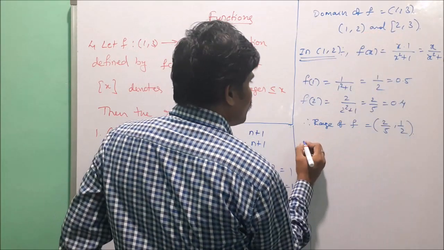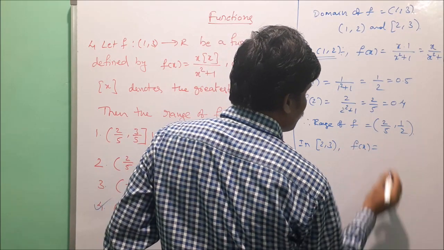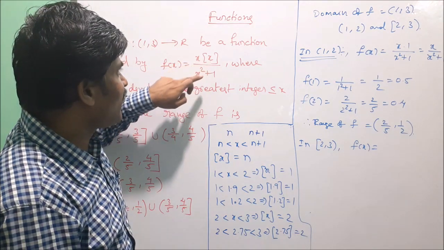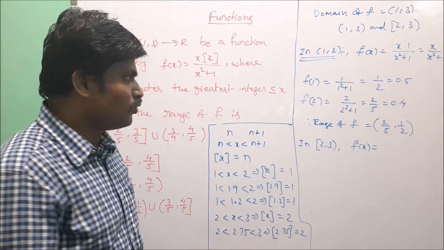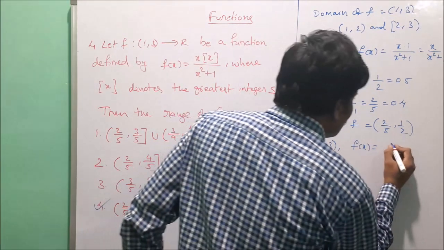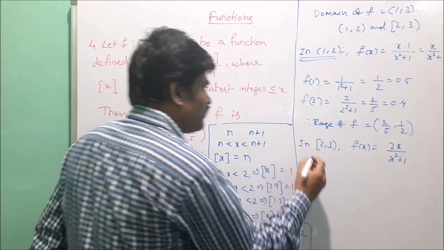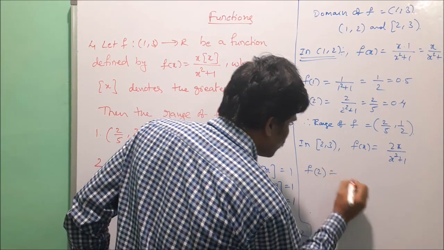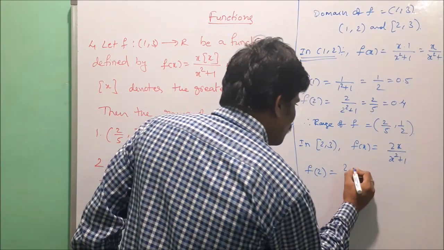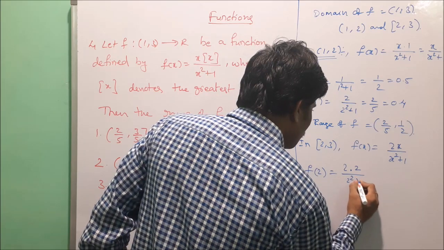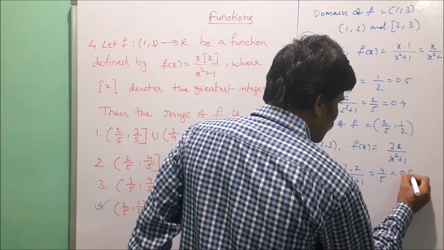Similarly, we take the interval closed 2 to open 3. Here f of x equals x into the greatest integer of x by x square plus 1. Now the greatest integer of x from 2 to 3 equals 2. Substituting the value 2, we get 2x by x square plus 1. Now we also find f of 2, that equals 2 into 2 by 2 square plus 1, that is 4 by 5. Now 4 by 5 means 0.8.